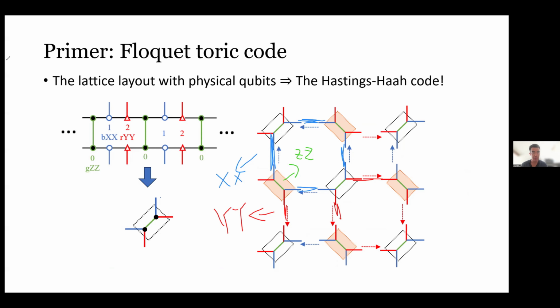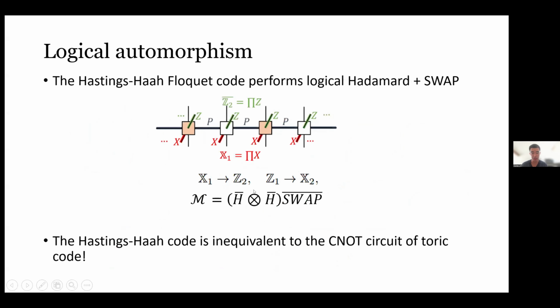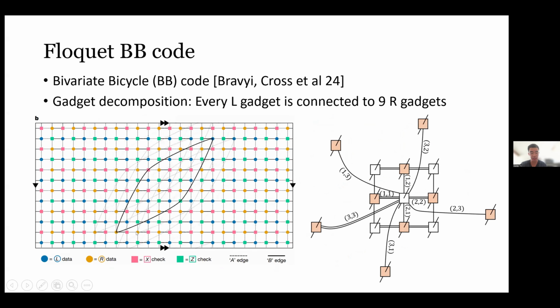And building upon this simple example, what we do is try to generalize this construction to a novel LDPC code that's widely studied in the literature, which is the bivariate bicycle code. The bivariate bicycle code can be thought of as a generalization of the toric code, with some long range connections in its checks.